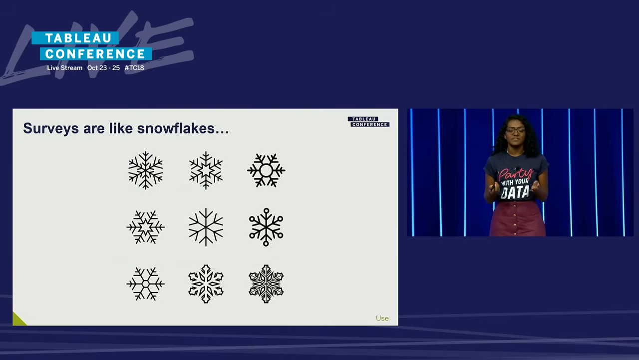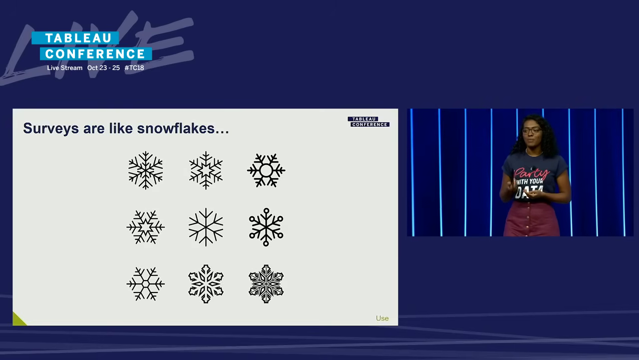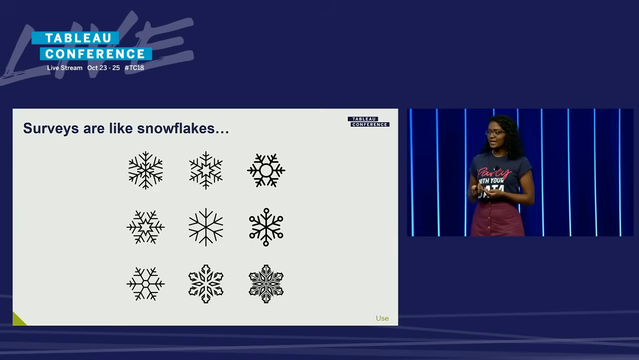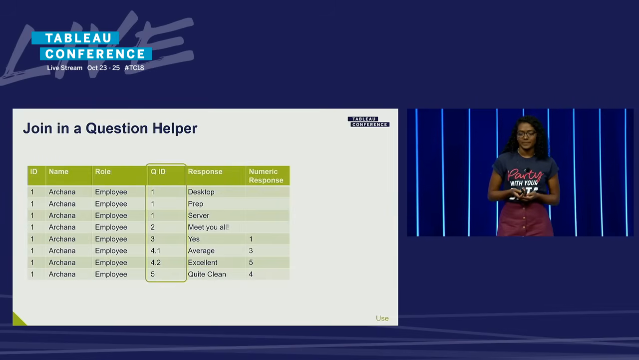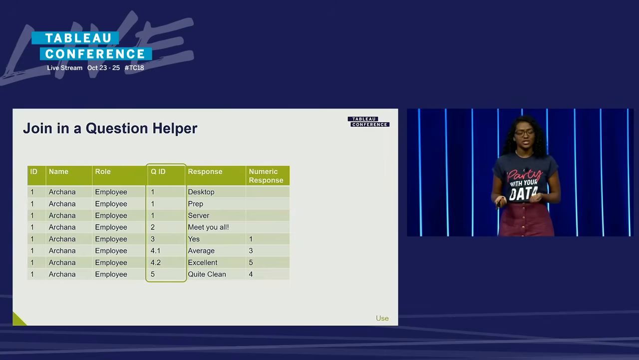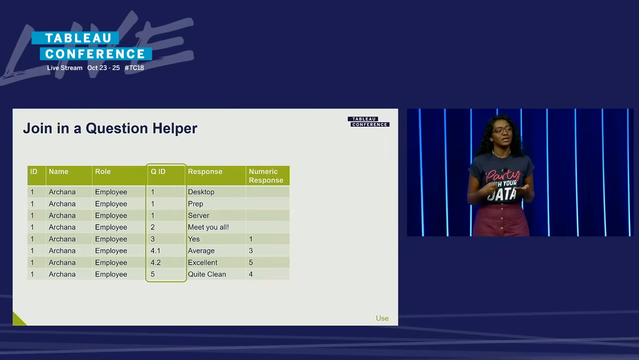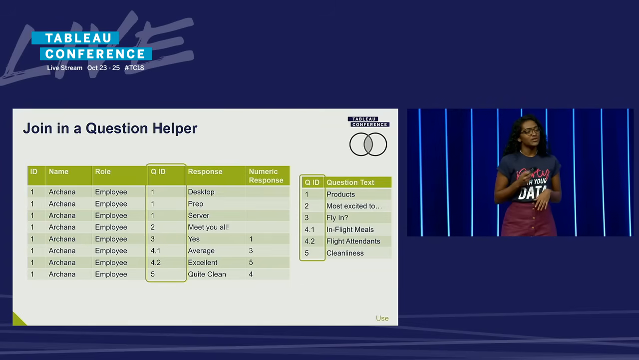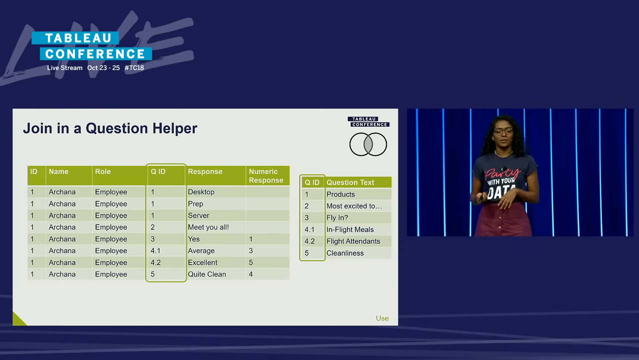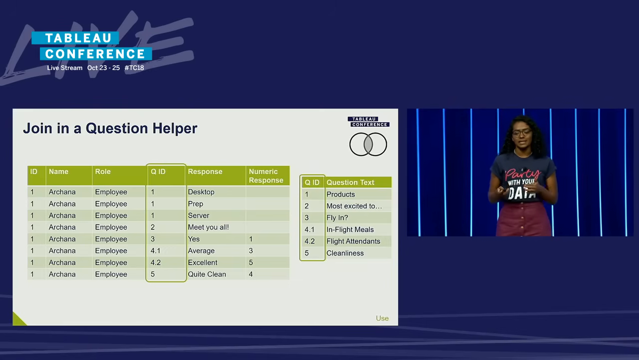Now, every survey tool is different, and the output your tool provides means you might need some additional tools in your kit to help reshape and clean the data. Sometimes you might only have a question number, so you don't know what question the person was responding to unless you're the person who built that survey. Here, you need to use a join with a question helper, essentially a lookup table that will translate those question IDs into text.